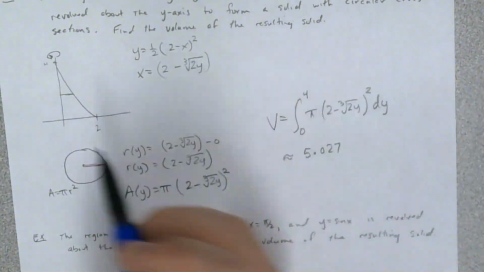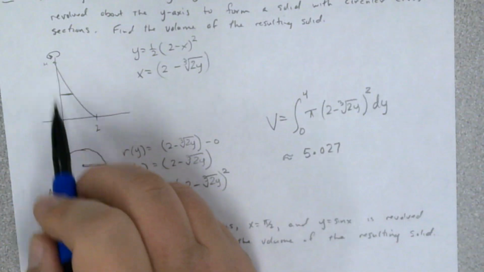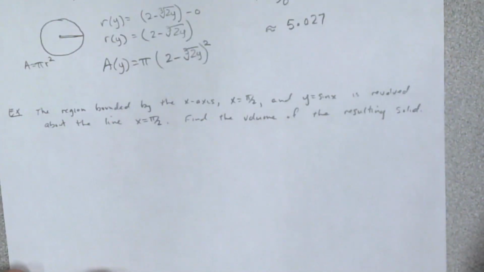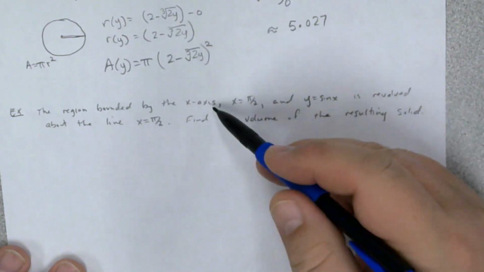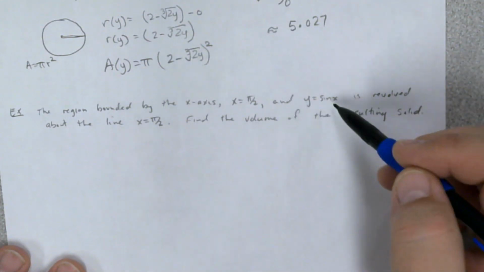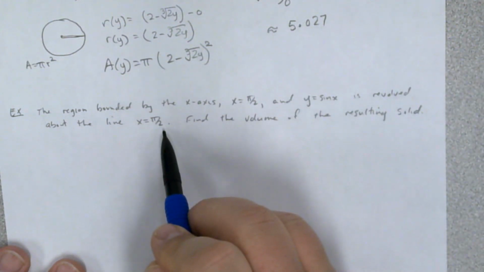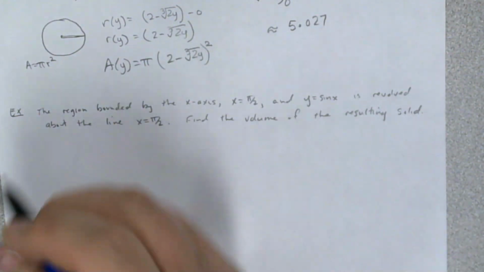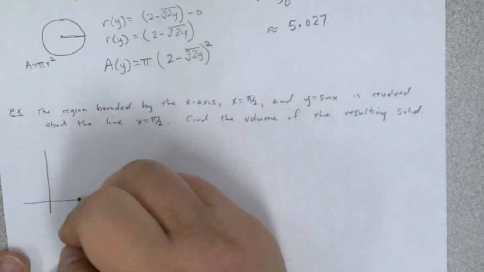So again, remember, this segment, if it's perpendicular to the axis of revolution, that tells you if you've got a dy or a dx. So here's another example right here. This region is the x-axis, x equals pi over 2, y is the sine of x, revolved about the line x equals pi over 2. So now we're not revolving around an x or y axis anymore. So we draw this picture again. You'll notice we're always going to be drawing a picture. Pi over 2.